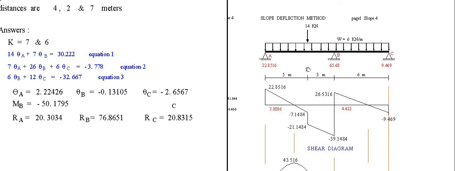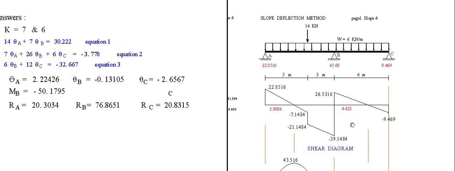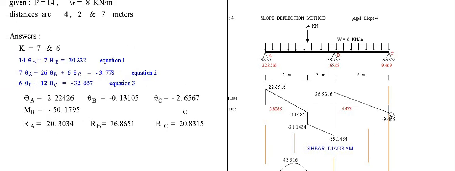Okay, that concludes now the solution. We solved the 3 reactions and a moment, then the shear and moment diagram.